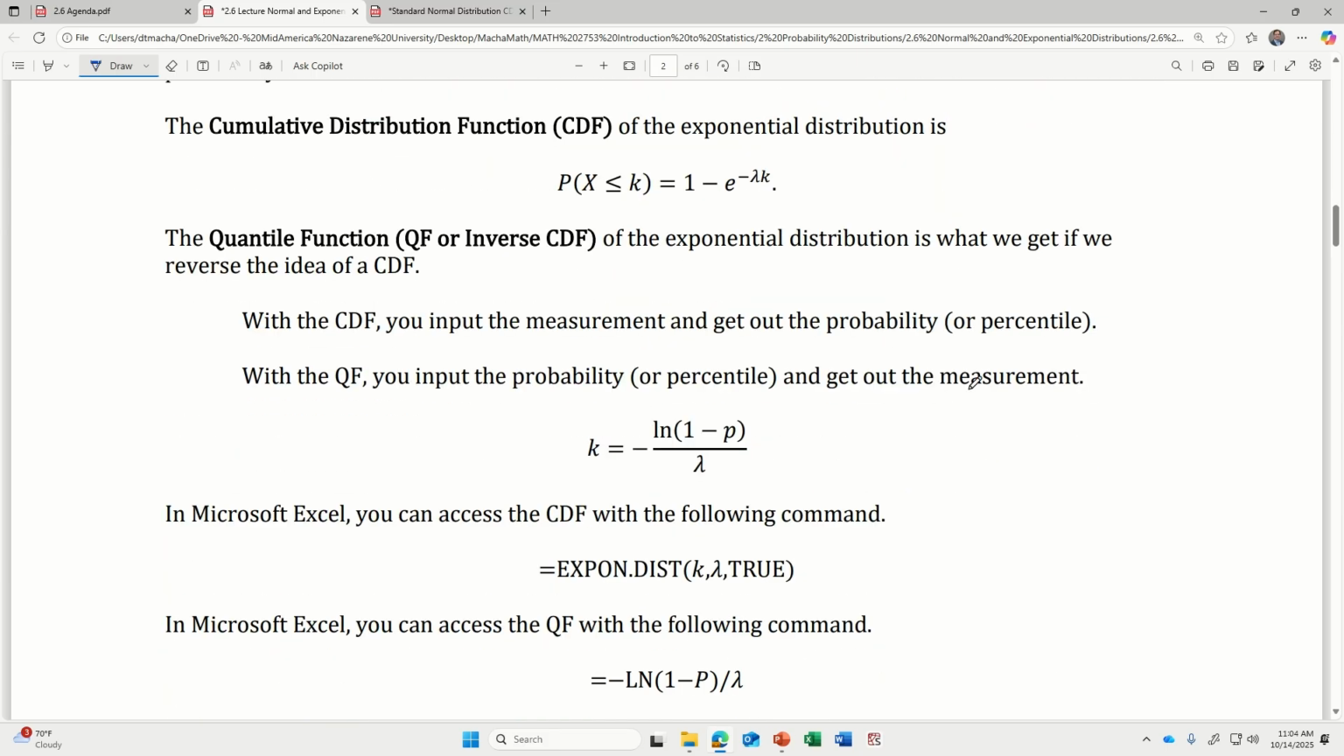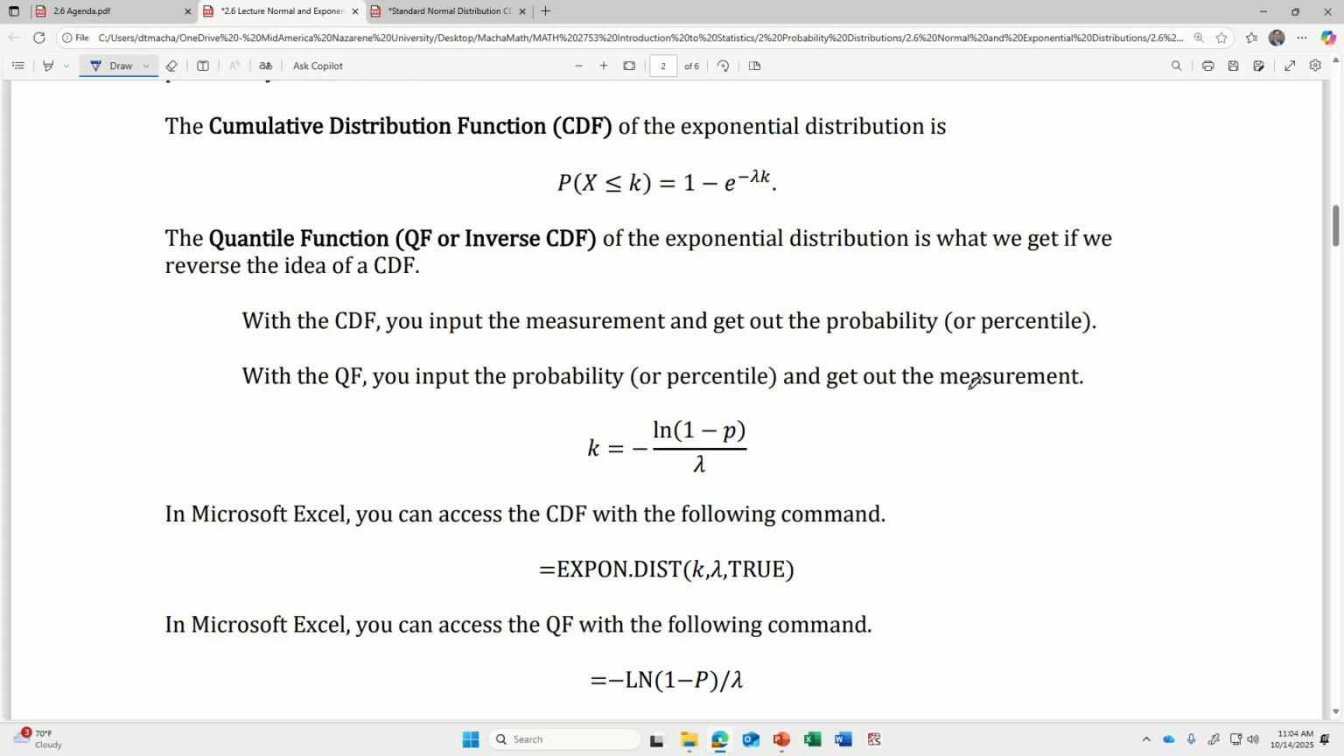The CDF is not a table. So you don't have to look up a value in a table if we've got an exponential distribution. Instead, what you have to do is write down this formula on your 8.5 by 11 piece of handwritten notes paper you bring in for the test. The CDF is 1 minus e raised to the power negative lambda k.